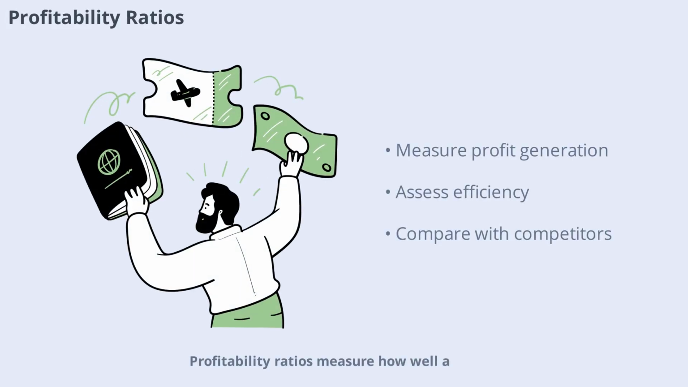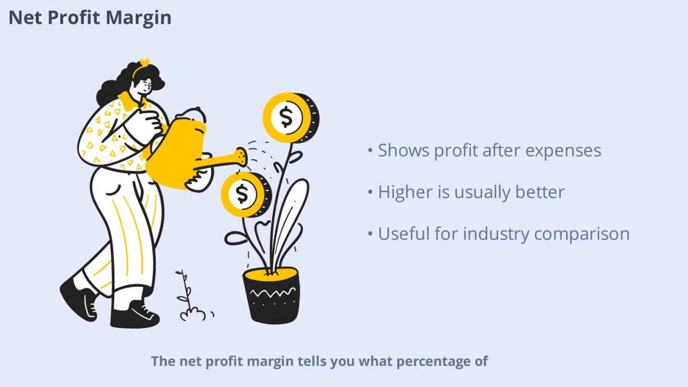Profitability ratios measure how well a company generates profit from its resources. These ratios show whether a business is making money and how efficiently it's doing so. Common examples include the net profit margin, return on assets, and return on equity. By analyzing these, you can see if a company is turning sales into actual profit and how it compares to competitors.